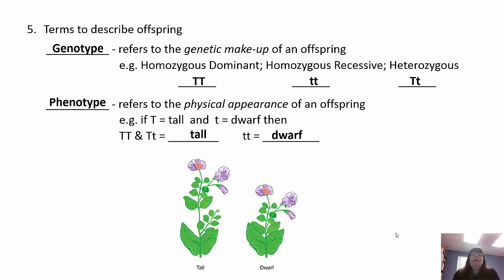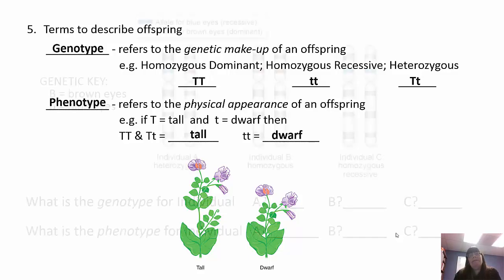So if it is uppercase T, or uppercase T, lowercase t, that means it's tall. So if it's homozygous dominant or heterozygous, it's going to be tall. However, if it's homozygous recessive, little t, then it's a dwarf plant. So tall and dwarf are the phenotypes. Big T, little t, big T, little t are the genotypes.